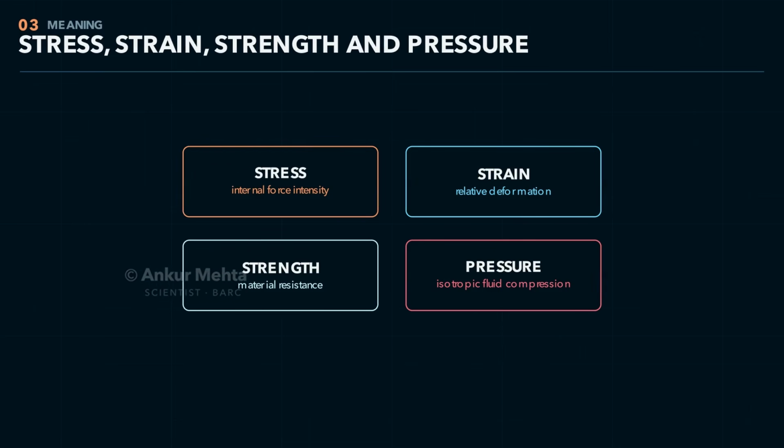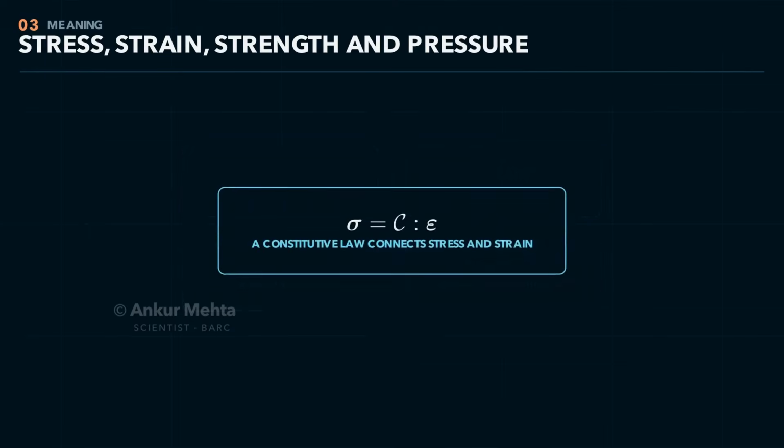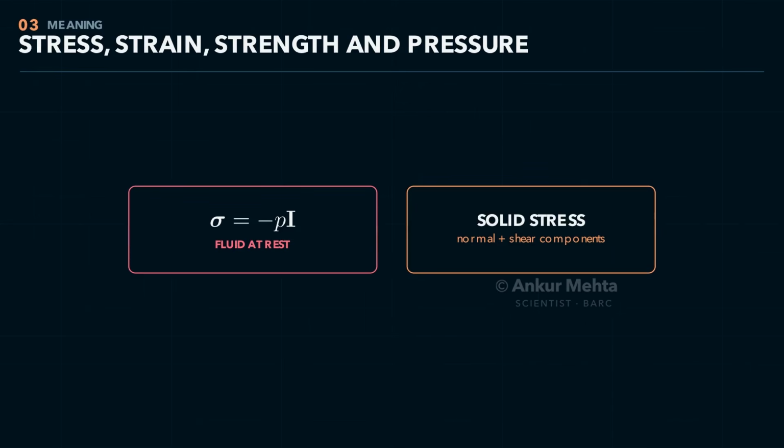Stress can arise from applied force, imposed displacement, contact, inertia, or restrained thermal expansion. Strength is a material capacity, such as yield or ultimate strength. Stress is the demand produced by a particular loading and geometry. Pressure in a fluid at rest is a scalar compressive quantity acting normally in every direction. Solid stress is a second-order tensor and can contain both normal and shear components.